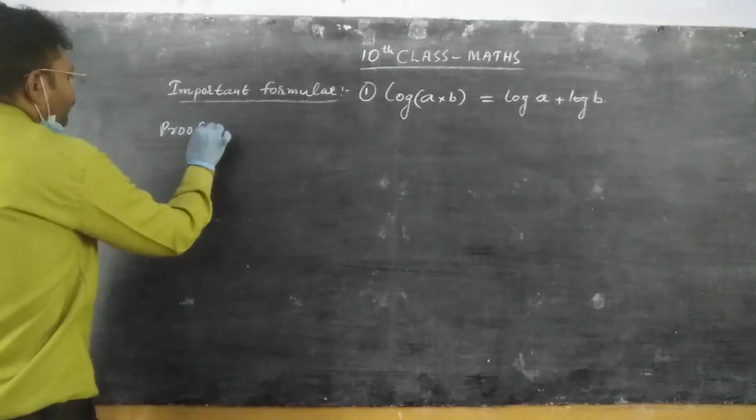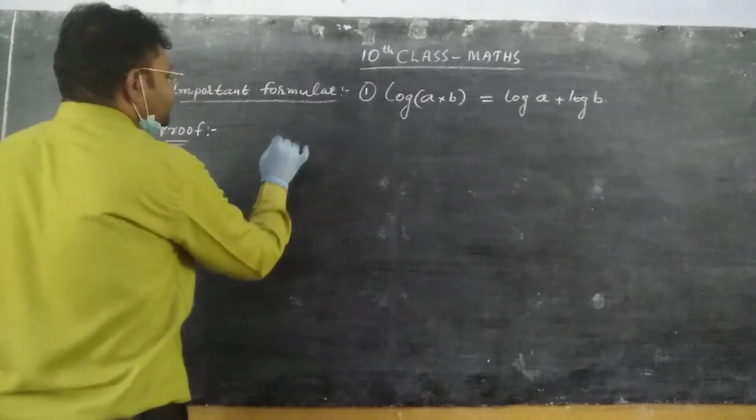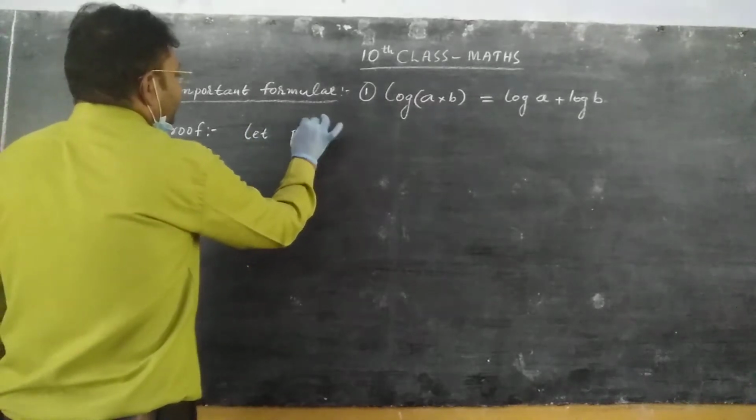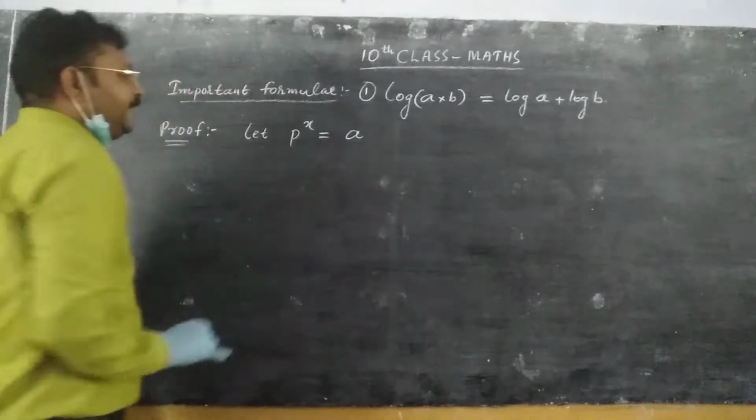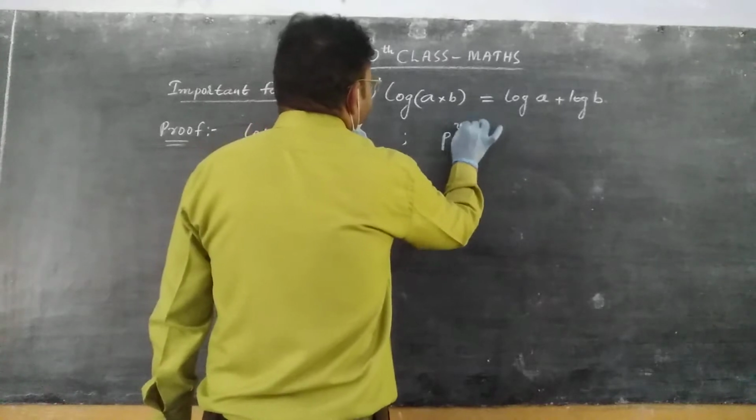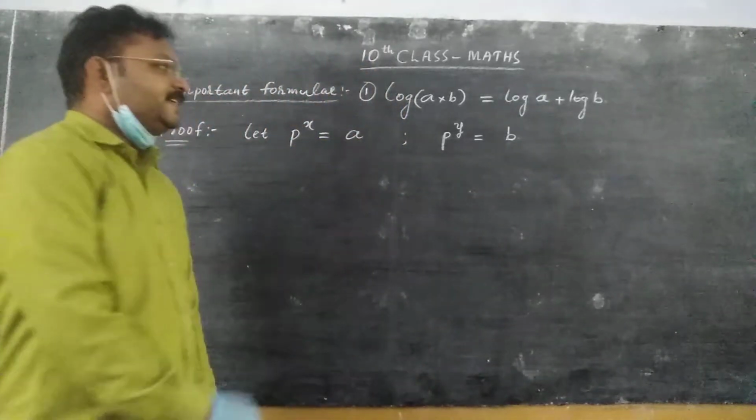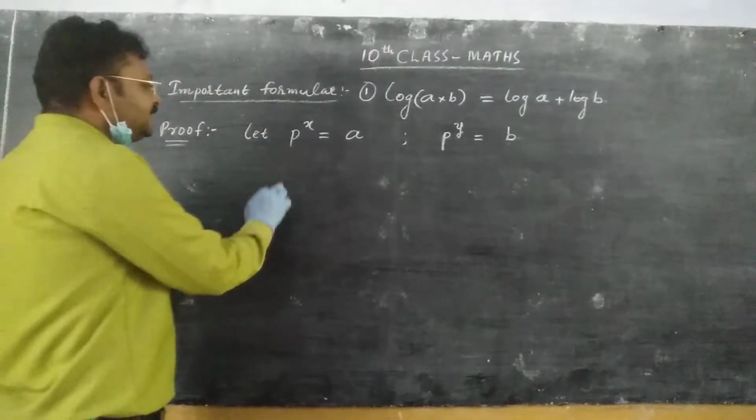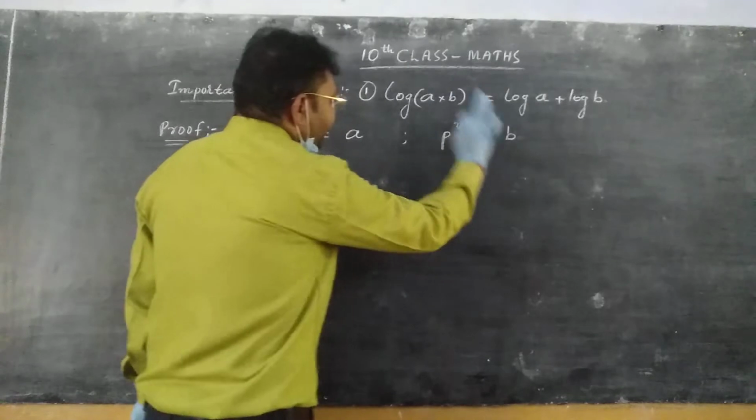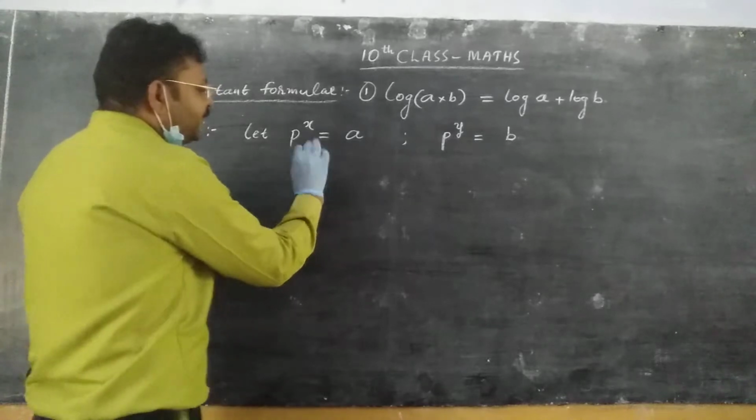In this proof, first you take p power x equal to a. So let p power x is equal to a. And one more, p power y is equal to b. So I consider p power x is equal to a, p power y is equal to b. Now these are in exponential form. Convert them into logarithmic form.